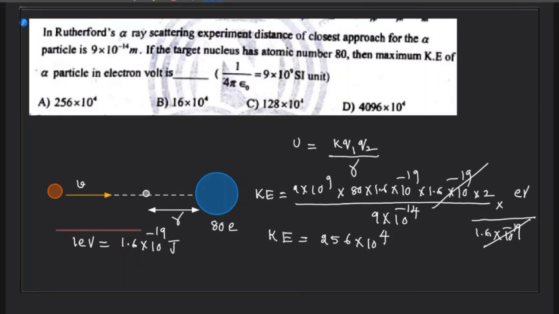1 electron volt is equal to 1.6 into 10 power minus 19 joules. That is what you have to remember. And one more is this alpha particle. You have to remember alpha particle, right? The mass of this alpha particle is equal to, how much is it? 4 times the mass of a proton, and the charge of this alpha particle is equal to 2 times the charge of the proton.